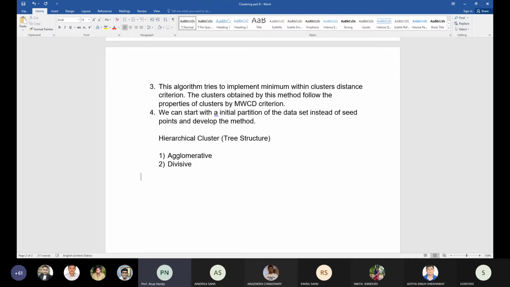Now, what is agglomerative clustering? In brief, one assignment that you will get in agglomerative clustering is that you need to draw the dendrogram. The dendrogram is an important part of clustering. We'll see how to draw the dendrogram.